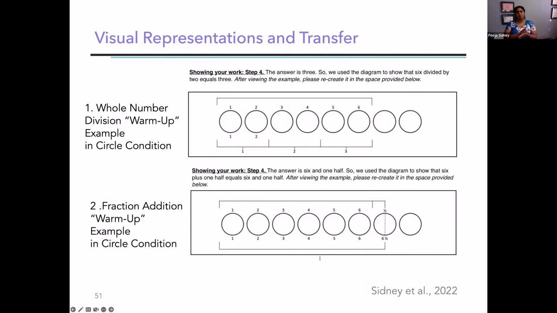So I'm showing you the warm-up problem for the whole number division condition and for the fraction, for the circle condition, whole number division and then fraction addition. So you can see these are really simple problems that we're giving to adults. Like the whole number division is just 6 divided by 2, and then fraction addition is just 6 divided by 1/2. So this is really familiar prior knowledge. And then some students didn't have any warm-up example at all. So it's a 3x3 design, 3 visual representation conditions, and 3 warm-up conditions.